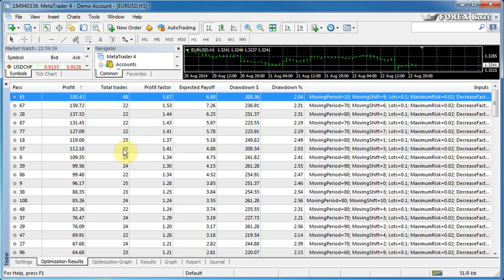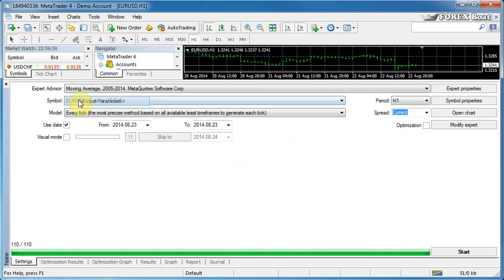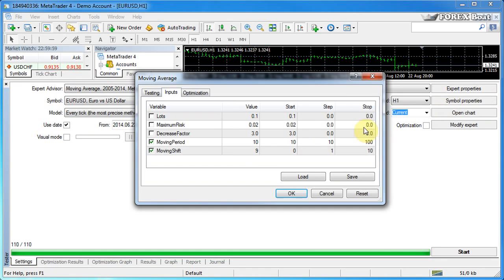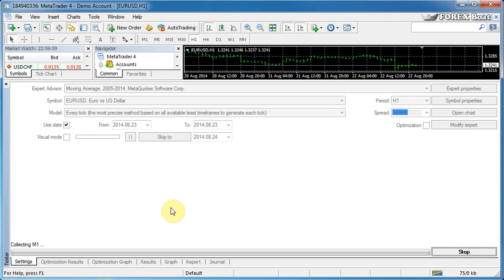So as you can see, this report is very handy, and we'll learn how to use it in more detail further down in this course. But for now, what we'll do is just right click on the top result and click Set Input Parameters. What that does is it takes off optimization, and it already populates these parameters for us into our expert advisor. Now we can just quickly run it and see how the robot performs with these parameters. So now we're running this backtest.